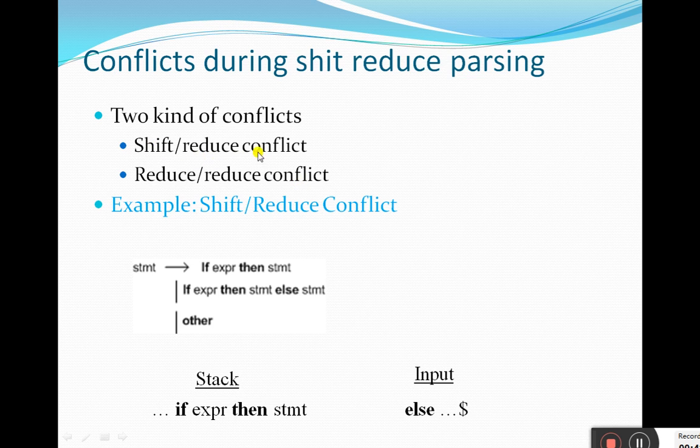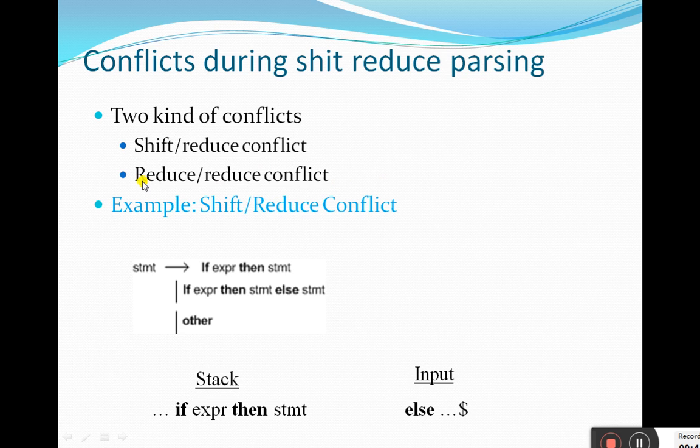Somehow a shift reduce conflict can be managed by preferring shift over reduce. In a shift reduce conflict, we found a handle on the top of the stack and there is some symbol in the input. A shift is to be done, or the handle is to be replaced by the body of the appropriate production. So we have a shift or reduce conflict.